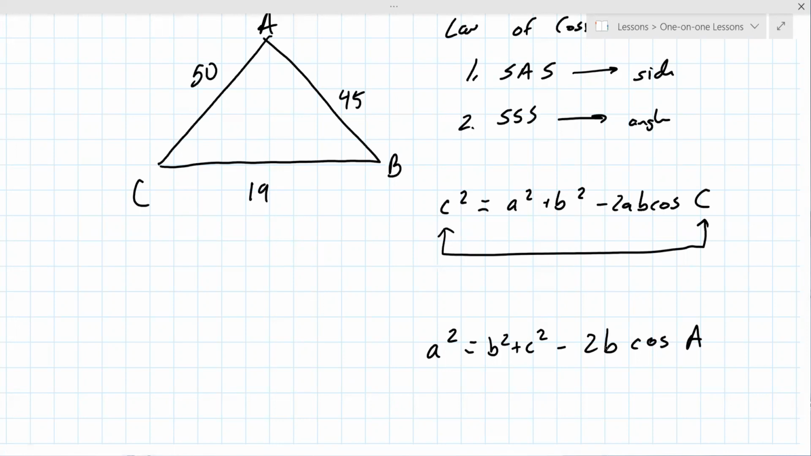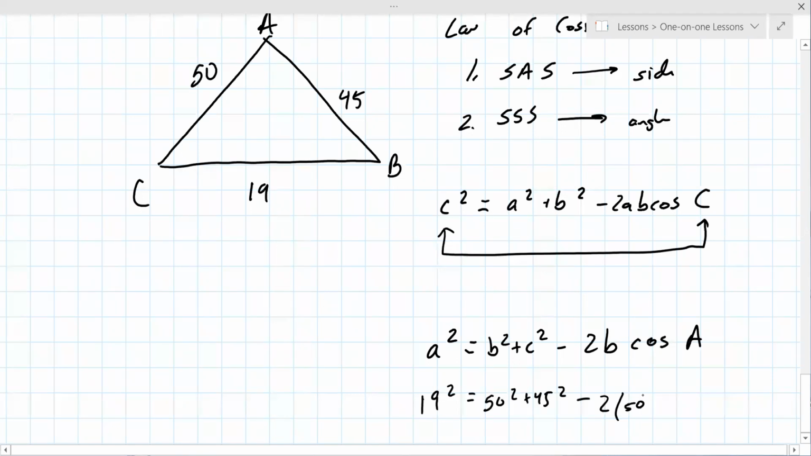So now you just have to put your numbers in. Your numbers are, you have 19 squared equals 50 squared plus 45 squared minus 2 times 50 times 45 cosine of A.